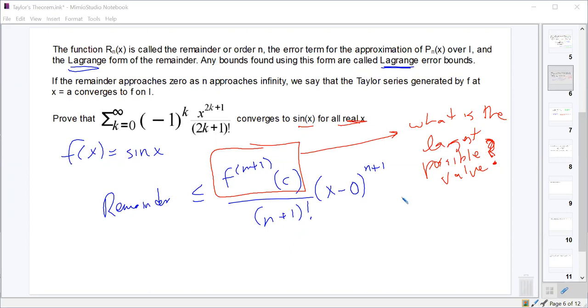Exactly, Ryan. It's 1, right? We know that the derivatives of sine are always positive or negative sine x or positive or negative cosine x. And so no matter what value of c I plug in, the largest possible value that this could occur at is 1. The smallest it could possibly occur at is negative 1, right? This derivative of sine x at any value c is always between negative 1 and 1. So which value of these between negative 1 and 1 will make this piece the largest?